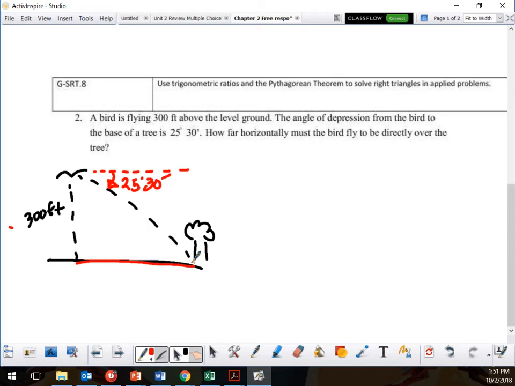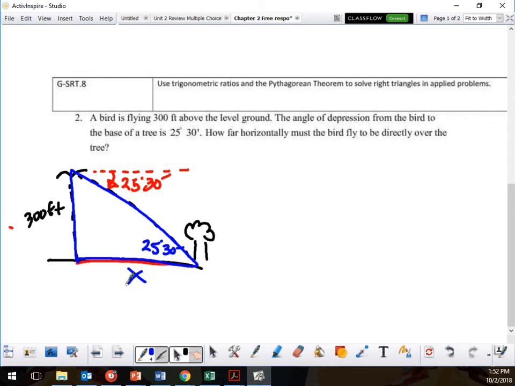Now, we said something special about this. Those two values right there, the angle of depression and angle of elevation, are the same because it gives me alternate interior angles. So I could make a triangle out of this. So the triangle I'm going to use is going to be this one right here. So I'm going to put in my 25 degrees, 30 minutes, and I'm trying to find this value here. Okay, because angle of depression and elevation are the same thing.